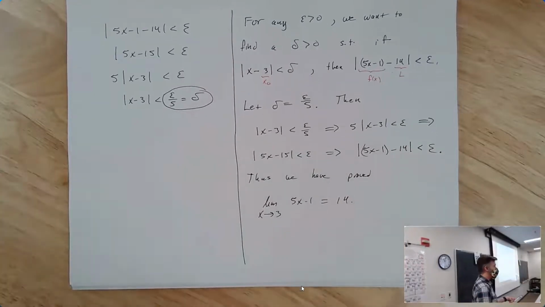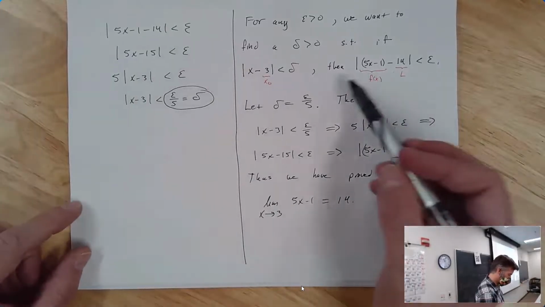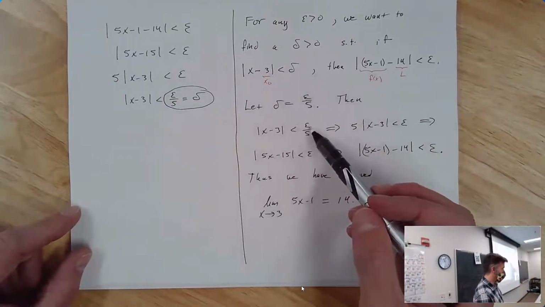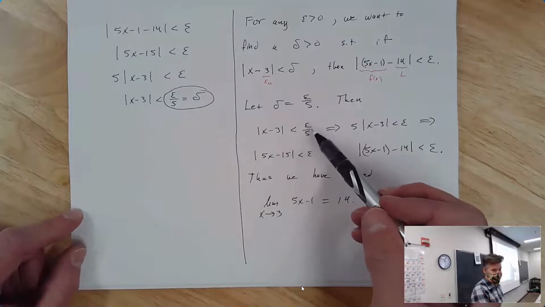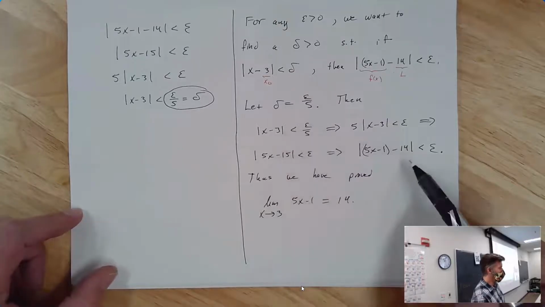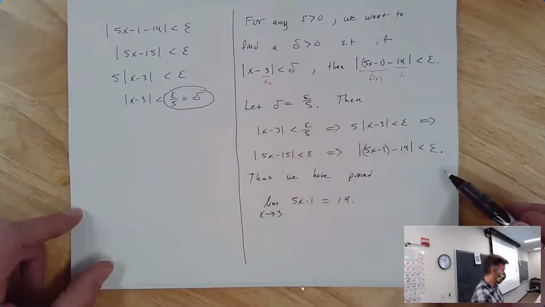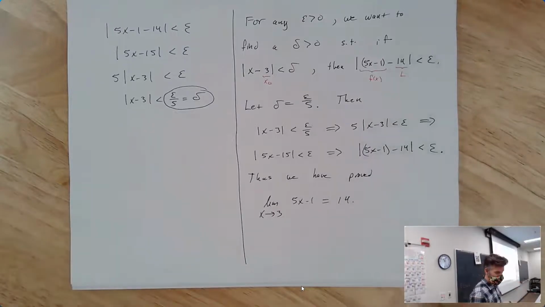Because we showed the thing, right? We showed that if x is really, really close to 3, then 5x minus 1 is really, really close to 14. So for example, if epsilon was 1/1000th, as long as x is within 1/5000th of 3, our function will be within 1/1000th, or whatever small number you want to pick. All right.